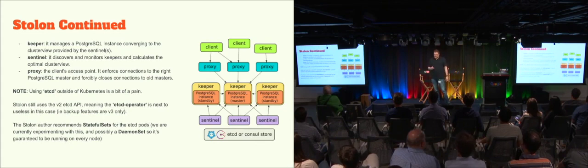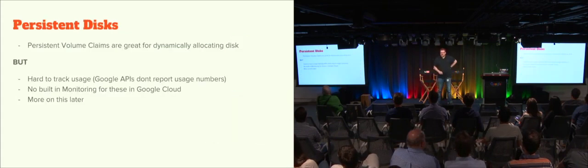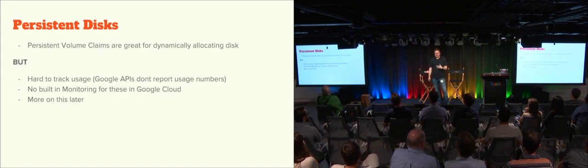And here I talk about the stateful set and daemon set stuff. Persistent disks, not much to say about those. They're great, especially all the dynamic allocation, but there are some issues you need to watch out for. It's really hard to track the usage of the persistent disk, like how much is actually being used in a disk. And there's not really any built-in monitoring in Google Cloud for these that we could find. I'll talk a bit more about that later.